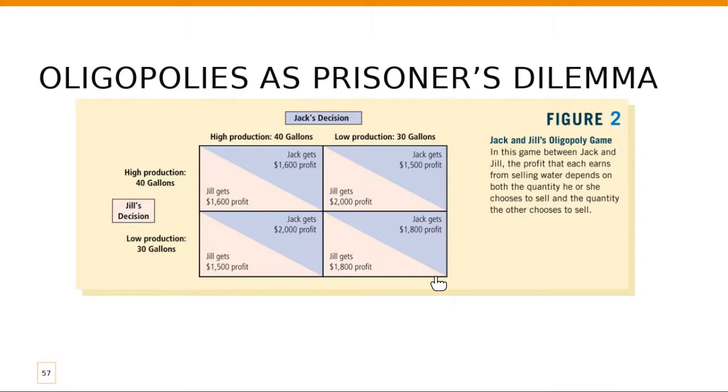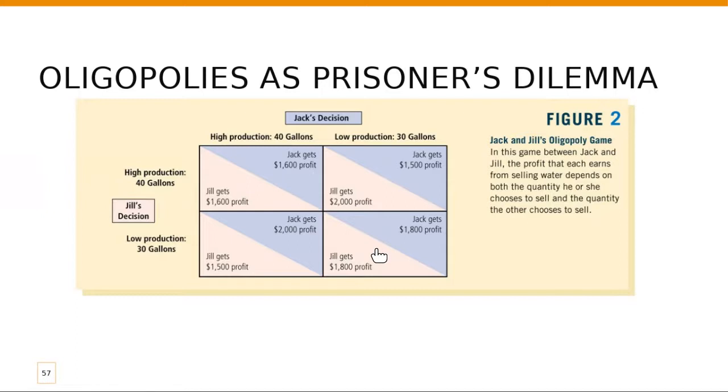However, if we look at this model and breakdown, what do you notice? Jack and Jill will both get $1,600 if they both choose high production. However, if one chooses high production and the other chooses low production, let's say in this case Jill chooses high production and Jack chooses low production, Jill would get $2,000 profit and Jack would get $1,500. However, if both choose low production, then Jack gets $1,800 profit and Jill gets $1,800.